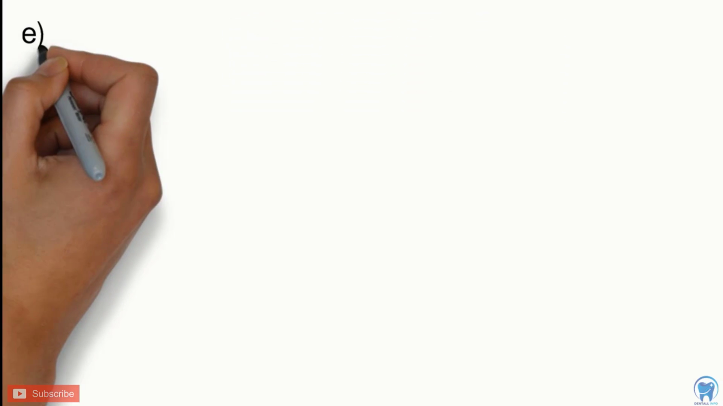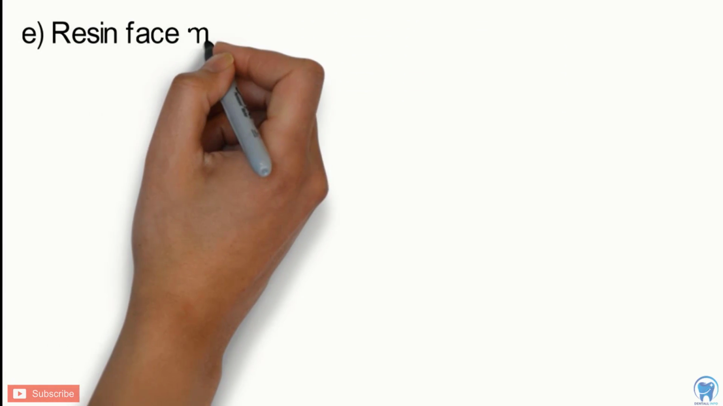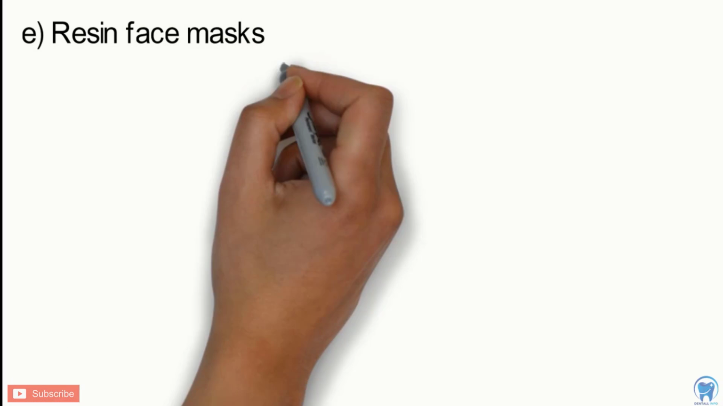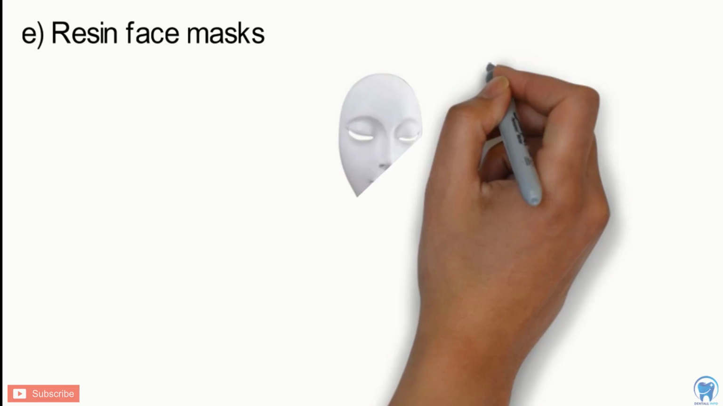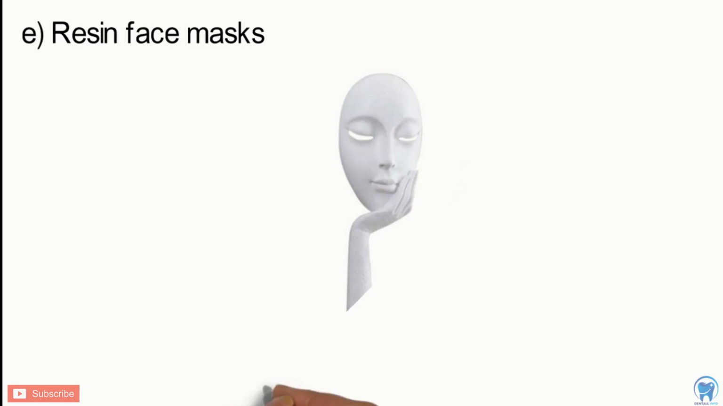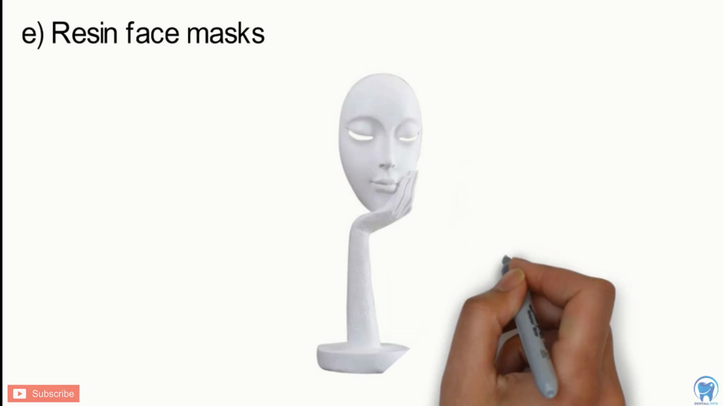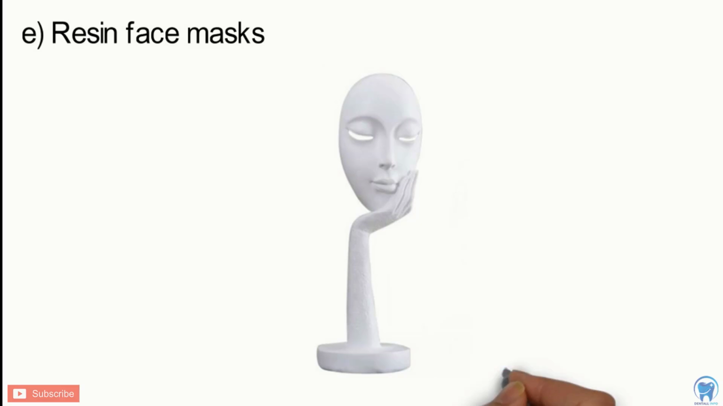The next method is the use of resin face masks. Acrylic resin face masks are made before the extraction. Later, after the tooth extraction, when the patient is edentulous, the mask is fitted on the face to see whether the vertical dimension has been restored correctly. However, extensive practice and a great deal of time is required to follow this method.